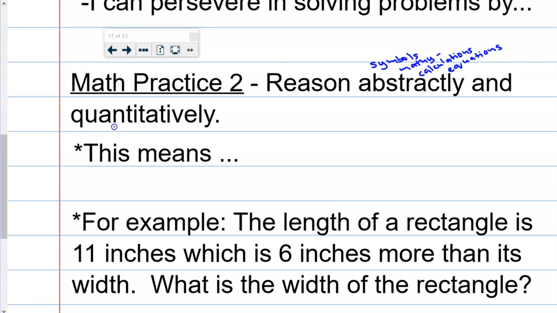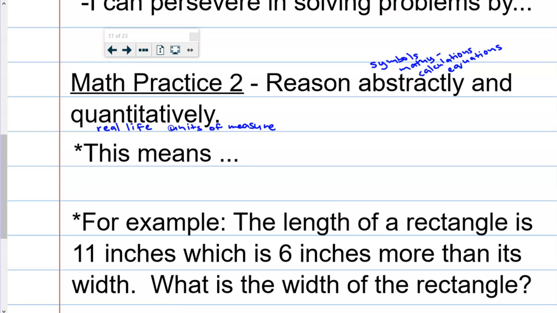Versus quantitatively, which is real life, where we want to use labels like a student mentioned, I think it was Dexton? We want to use labels or units of measure, because we want the math to apply to our real life. We want to make sure that we're doing math for the right reasons and solving real life problems.